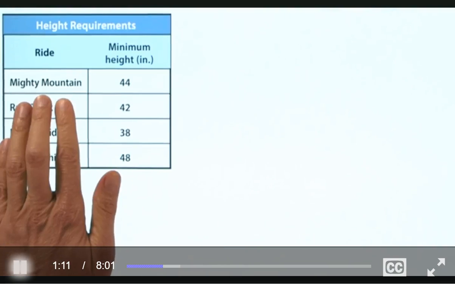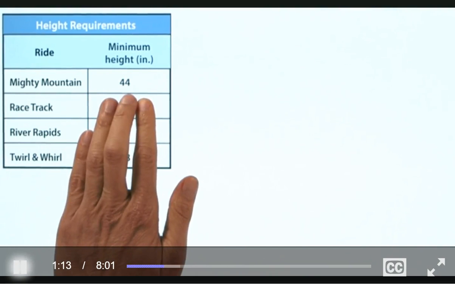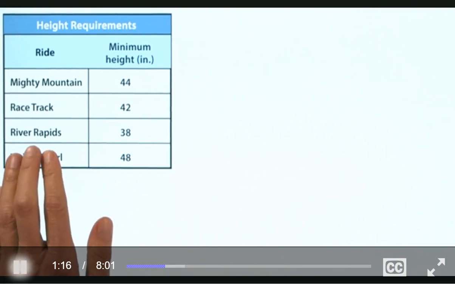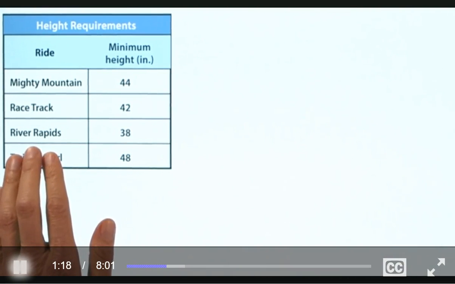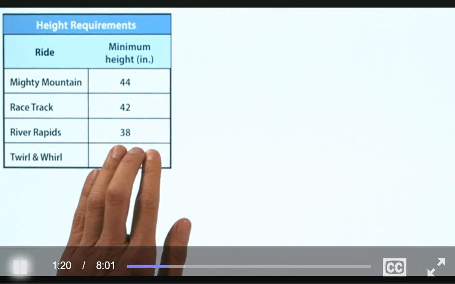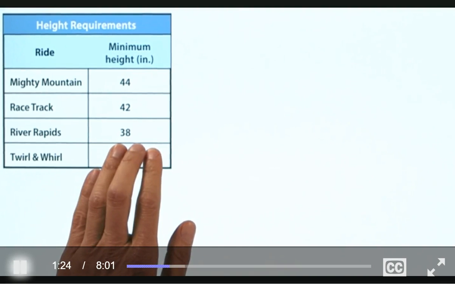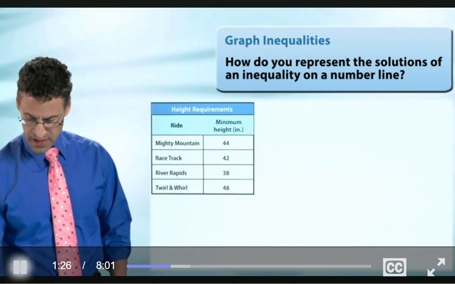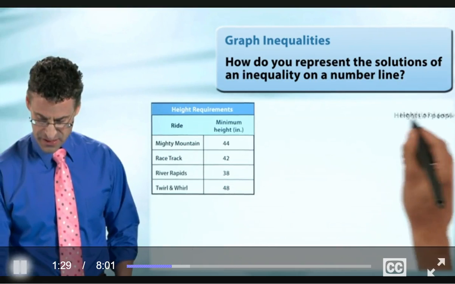And so for Mighty Mountain, you have to have a minimum height of 44 inches, and for River Rapids, which is the real wet one, that's when you get all wet, it's a requirement that you are at least 38 inches. So let's take a look at what we know and see if we can figure things out.